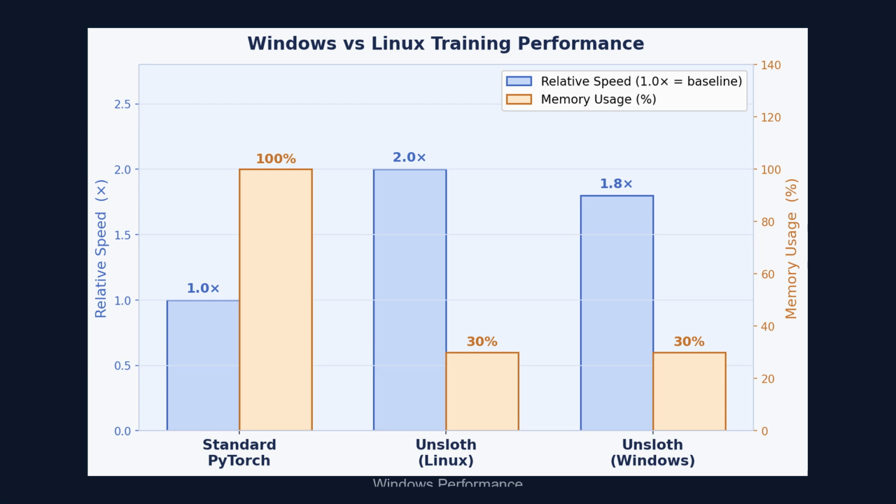It's the difference between fitting a 7 billion parameter model on a 24 GB card and not fitting it at all. The speed advantage is real and meaningful for long training runs. For the purposes of this course, Windows performance is more than sufficient to complete every exercise efficiently.